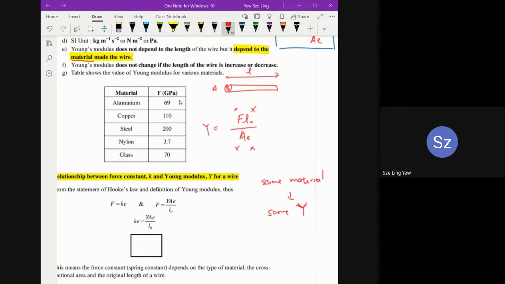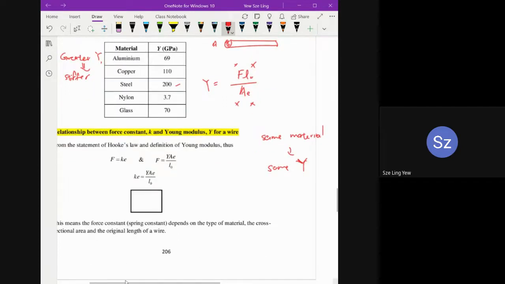The table shows the values of Young modulus for various objects. For this one, you just have to know some of the meanings. If you have a greater value, it means it's harder to change shape. It means it is stiffer. Stiffer means harder to change. So greater Y means stiffer. It is stiffer, it is harder to change its shape. It means the object is stiffer. So the one with the highest value, the steel, is the most stiff, right?